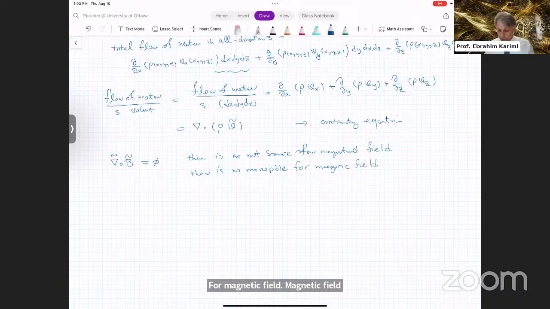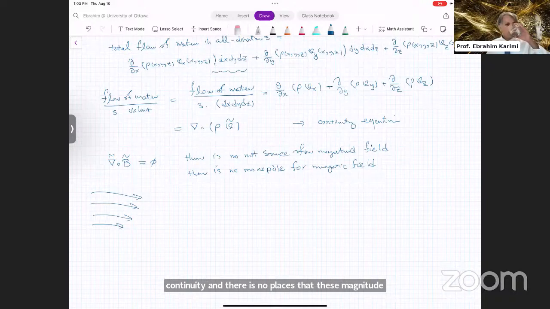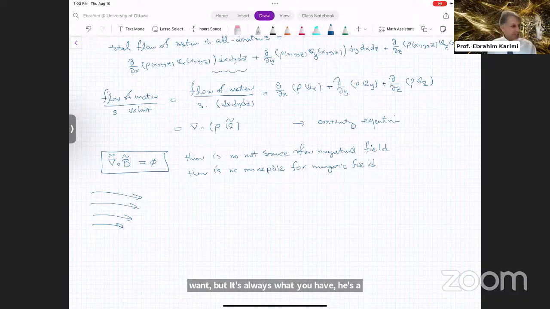If you look at the magnetic field, which looks like the vector that I showed for the velocity of water, then what you expect is that there is continuity, and there are no places where the magnetic field is created or destroyed. You can create a magnetic field in any way that you want, but always the divergence of B is equal to 0. You cannot create it even synthetically in the laboratory. These are the laws of physics. So the divergence of B is equal to 0.